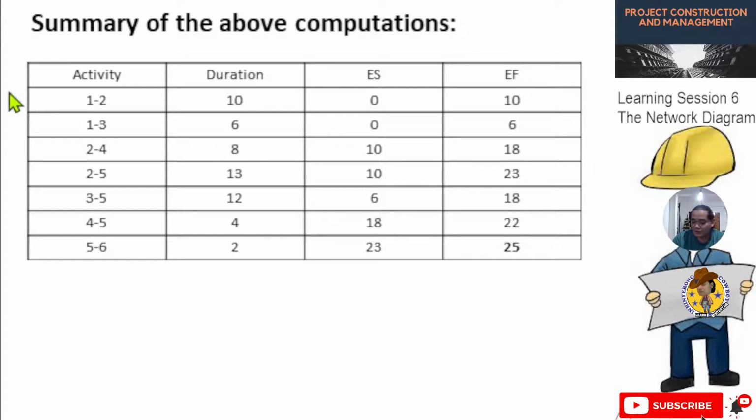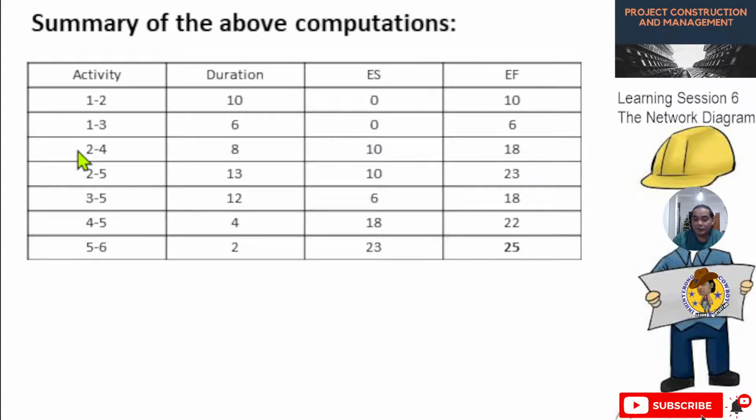Okay, so this is the summary of the table. For activity 1 to 2, the duration is 10. The ES is 0 because without a predecessor, we assume that the ES is 0. Then the earliest finish for this one is 10. For 1 to 3, the duration is 6. Since this activity has no predecessor, the ES is 0. Then 0 plus 6 is 6.